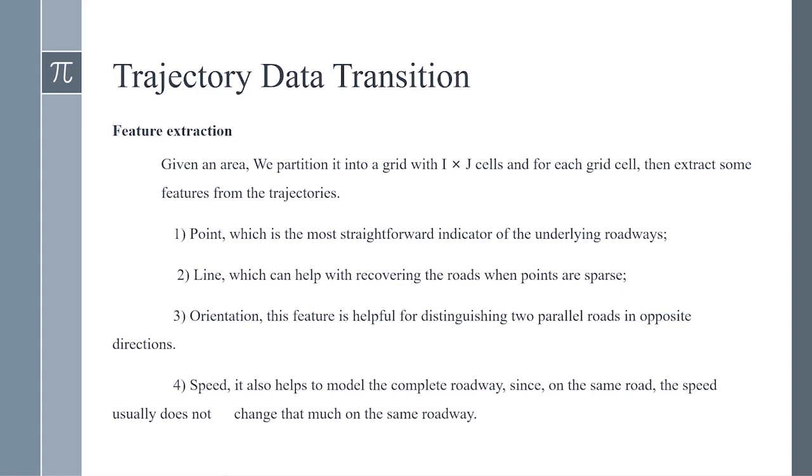First, we need to extract the feature given L. Repetition is into a grid with a G cell and for each grid cell, and then extract some feature from the trajectory points, which is the most straightforward indicator of the roadway line, which can help it recover the road when points are superior orientation. This feature is helpful for discretion to parallel road in opposite directions. Speed is also helpful to model the complete roadway. Thus, on the same road, the speed usually does not change that much.